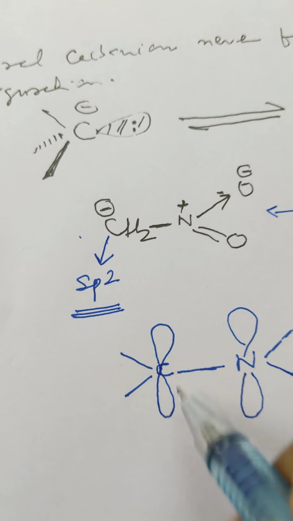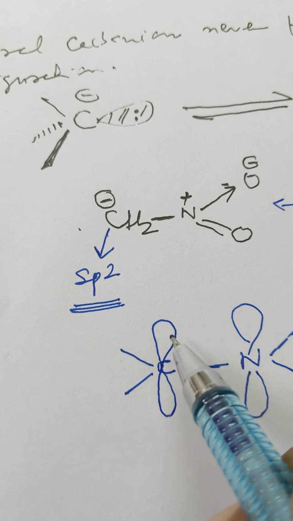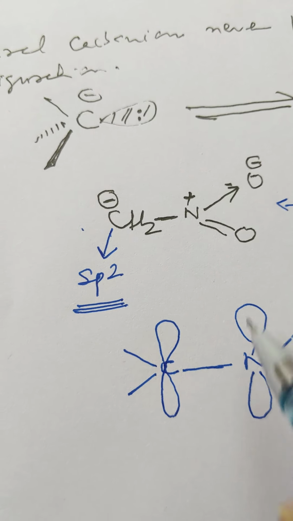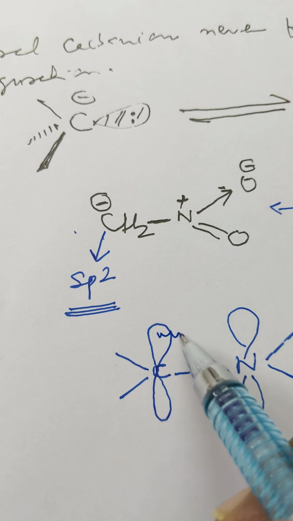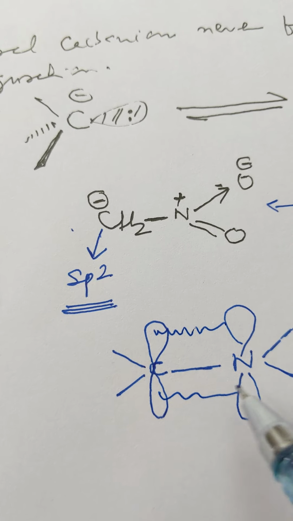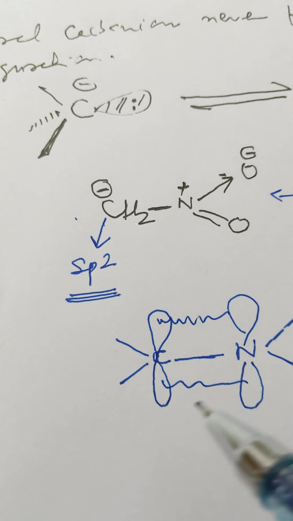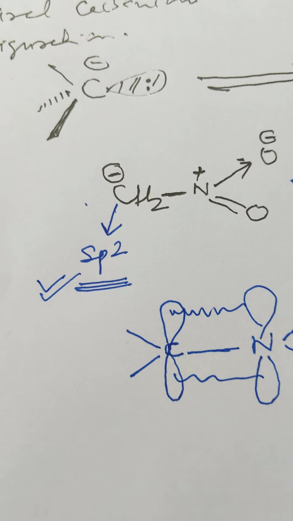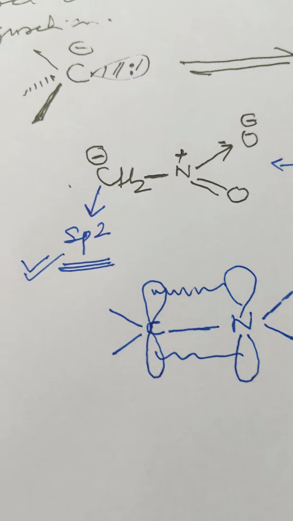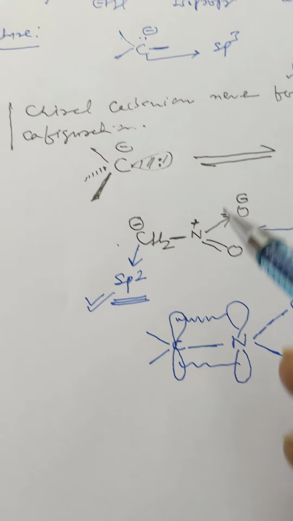Now this carbon and this carbon can overlap only if two perpendicular p orbitals are there. That is, this is in one plane, and this type of bonding is possible only when they are perpendicular to each other and in one plane. This is possible only when this carbon is sp2 hybridized. I hope this point is very clear.